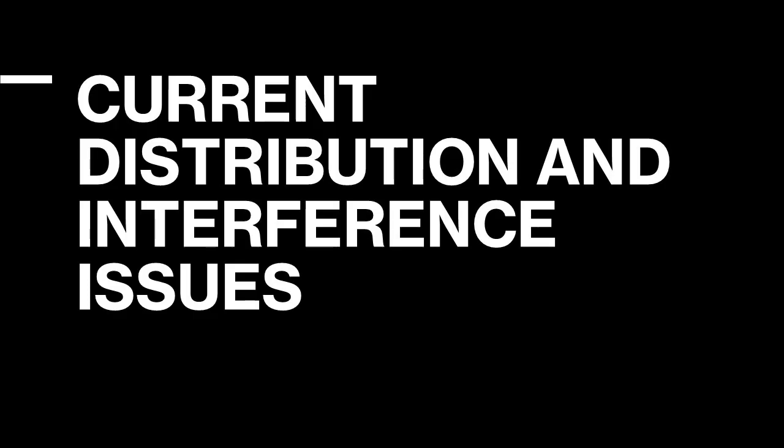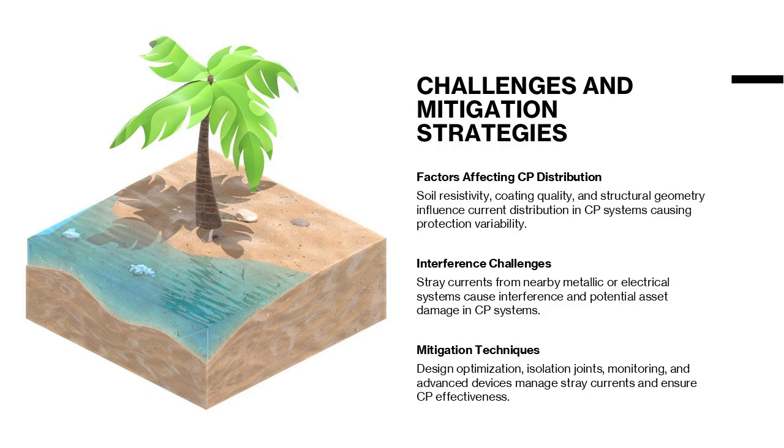Current distribution in CP systems, challenges and mitigation strategies. Current distribution in CP systems is influenced by factors such as soil resistivity, coating quality, and structural geometry. Uneven distribution can lead to underprotected areas, accelerating localized corrosion. Interference issues occur when CP systems interact with nearby metallic structures or electrical systems, causing stray currents that may damage adjacent assets. Common interference scenarios include pipelines crossing rail tracks or sharing corridors with other utilities.